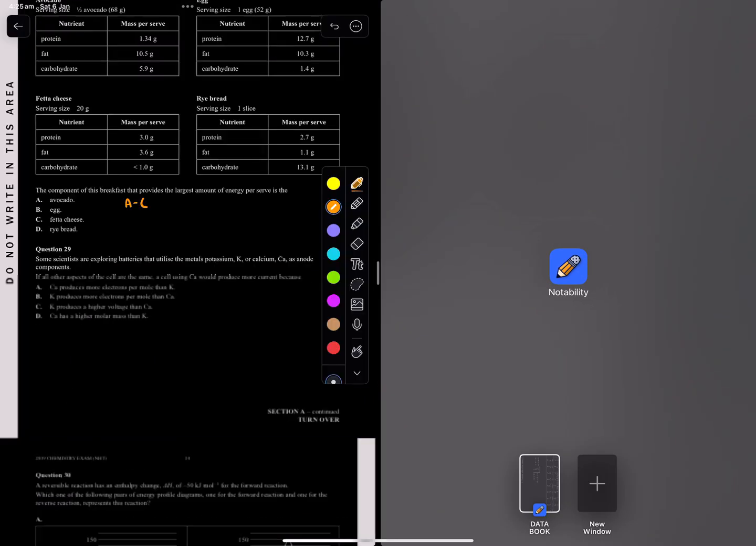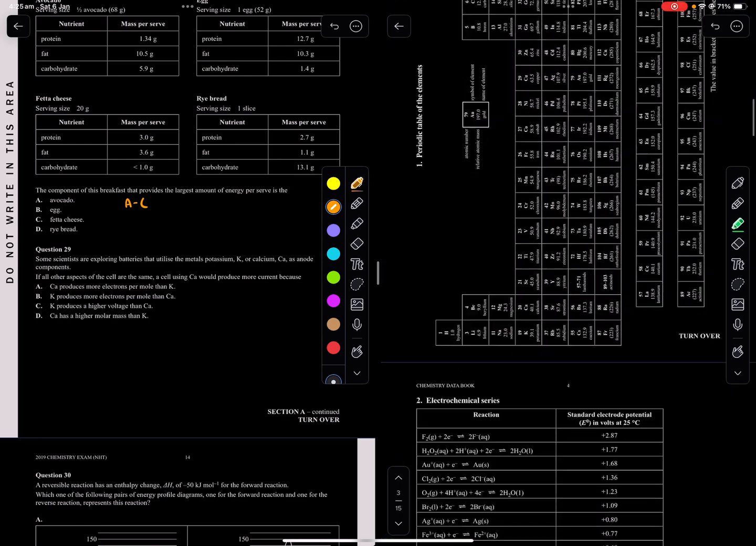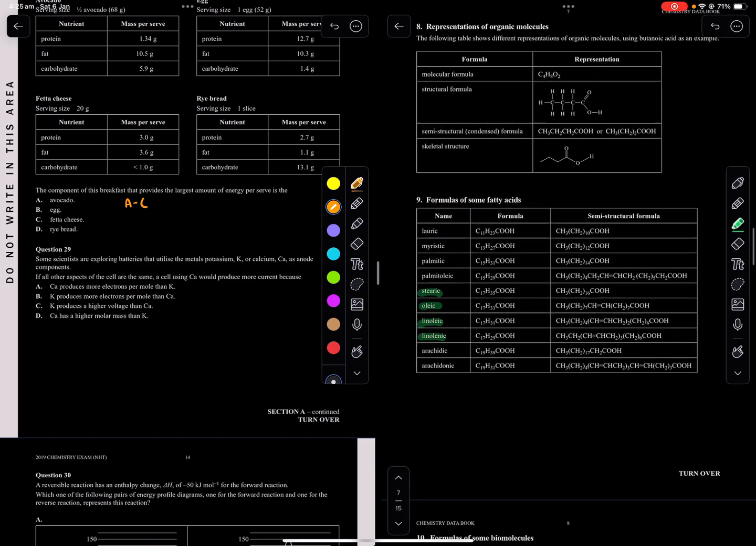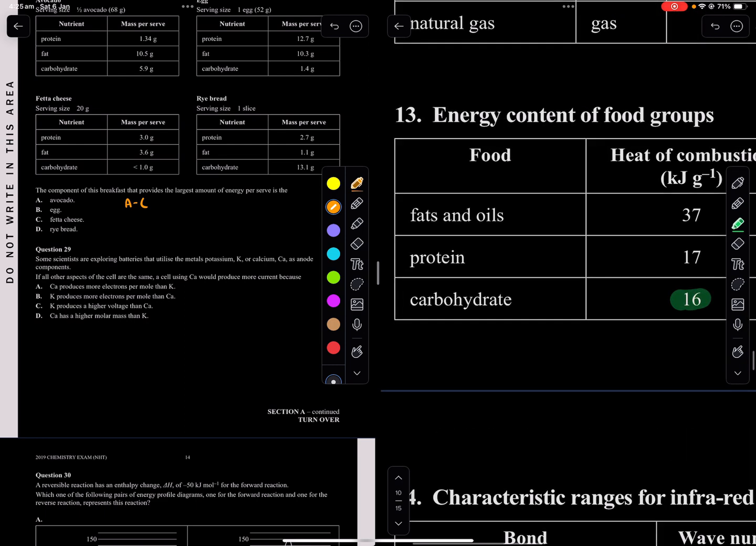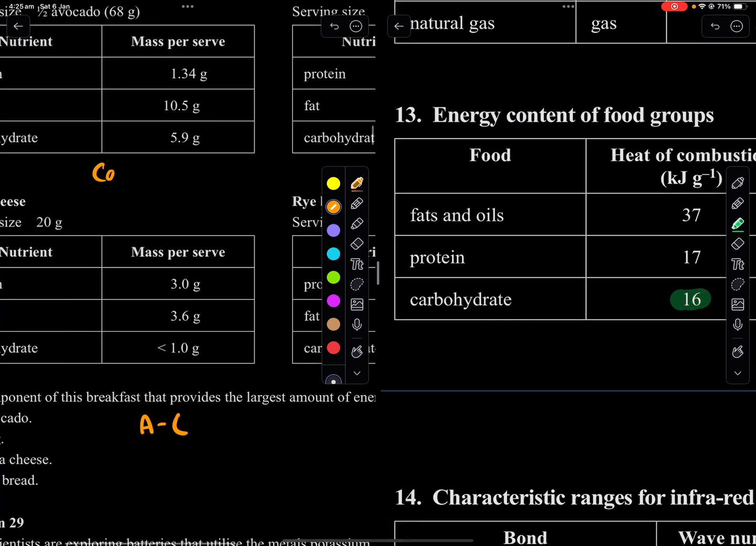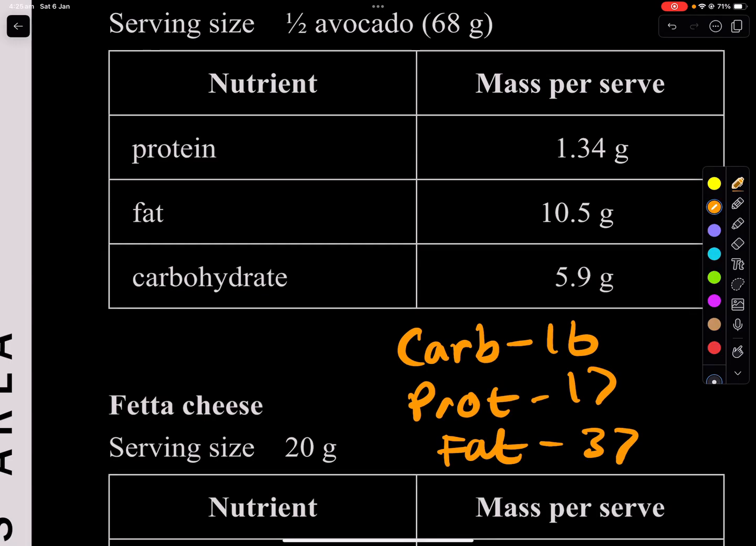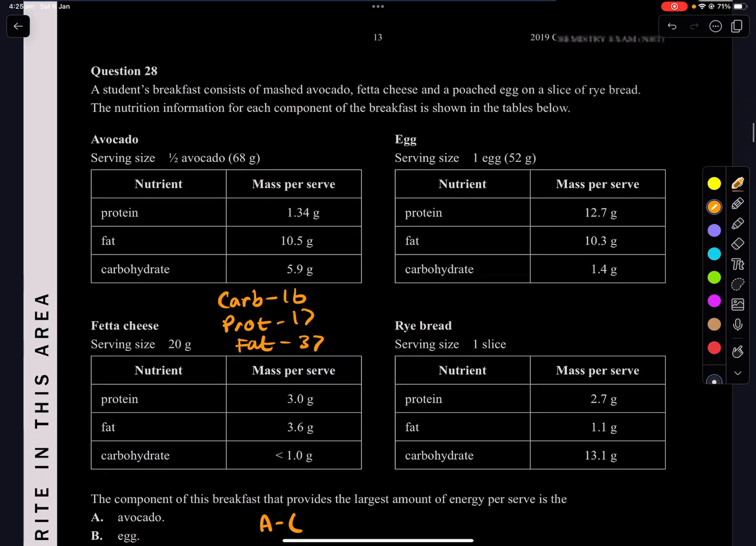Let's write the energy contents for proteins and so on. Going down to energy, here we go. Let's write it here. Carbs, it's 16. Protein, it's 17. And fats, it's 37. That's all I'm going to need to do this question. They are so common in exams, so it's very important to know how to do those.